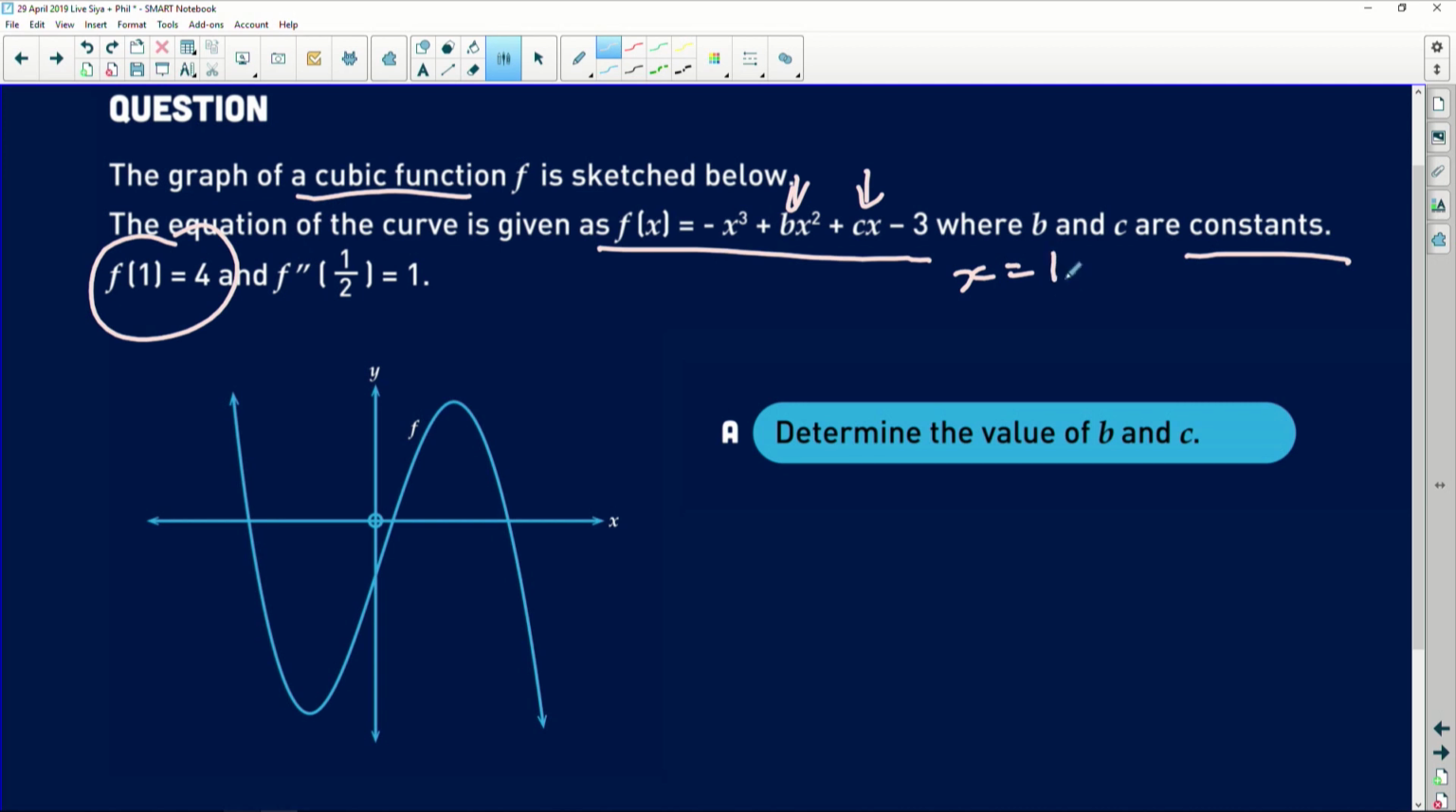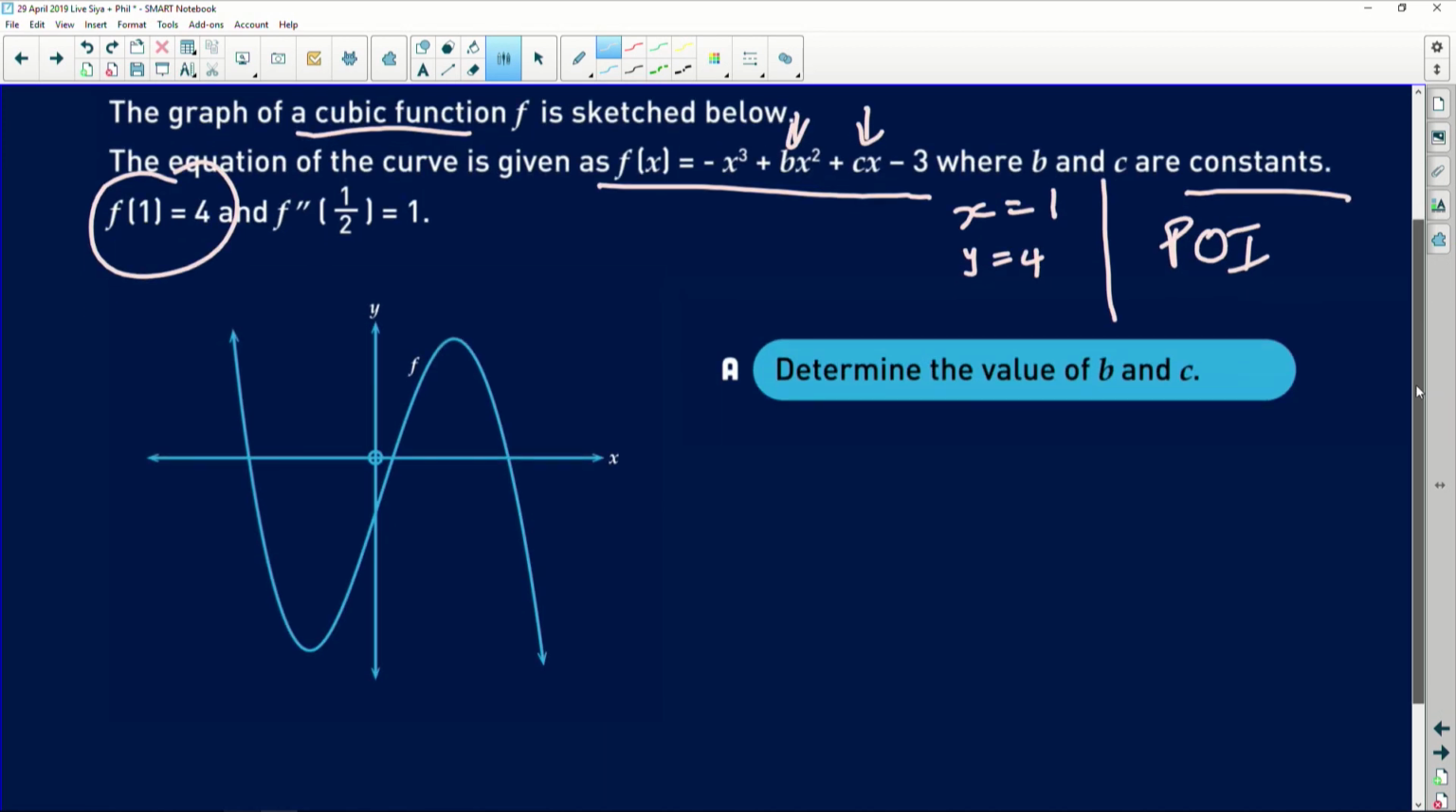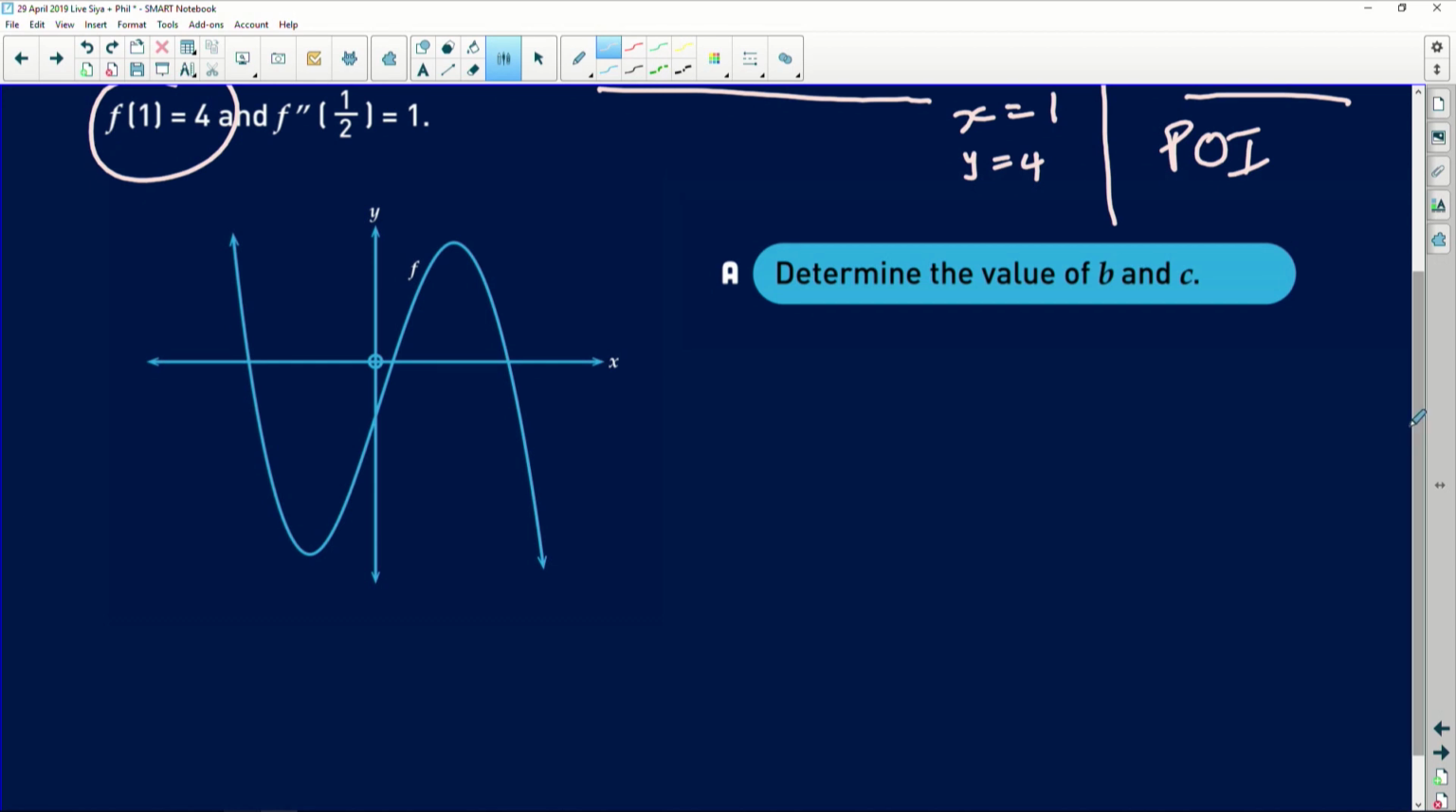So remember that if x is equal to 1, then y is equal to 4. And then the other thing is at the second derivative, we call this the point of inflection. So that is the vocabulary that I'm going to be using. This is point of inflection, meaning where the graph is changing its direction. Now let's just jump into the questions and look at what the question says.